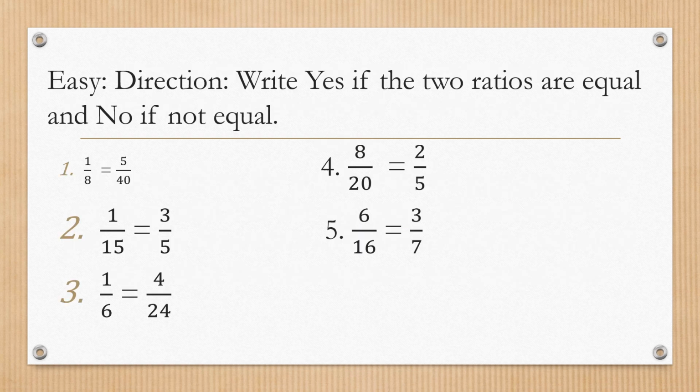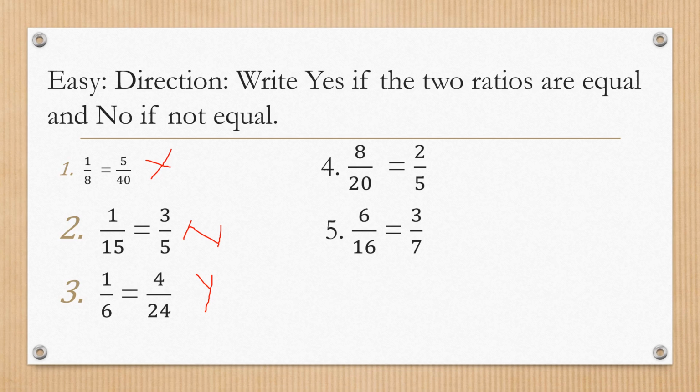Here, write yes if the ratios are equal and no if not equal. We have here 1 over 8 and 5 over 40. Of course, 5 over 40 divided by 5 is 1 over 8. So this one is yes, they are equal. And then we have here, of course, this one is no. 1/15 is not equal to 3/15. And then we have here, this is yes because 24 divided by 4 is 6.